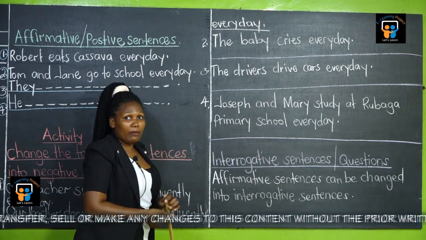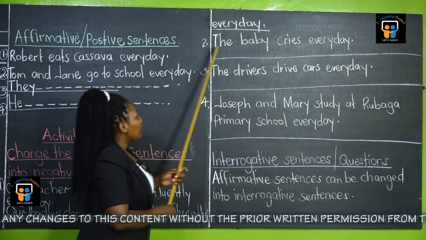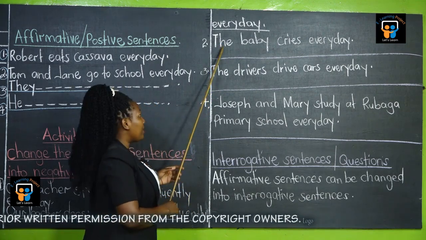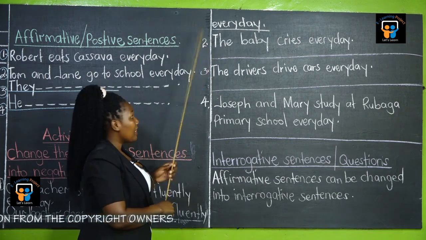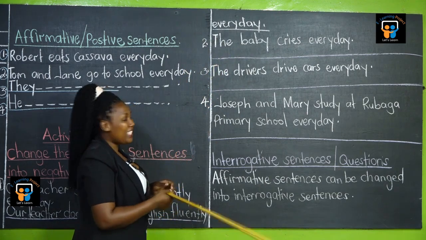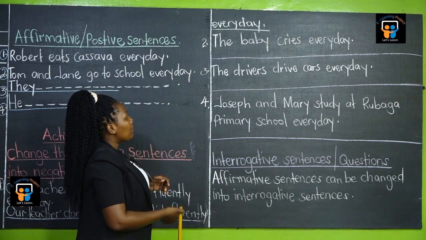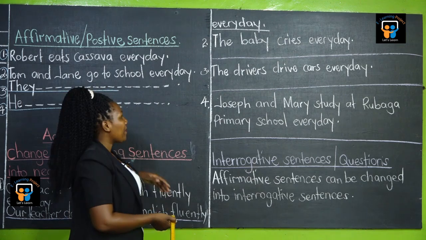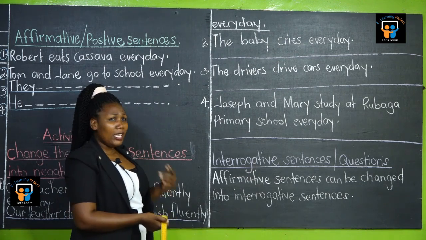And then we come to number 2. Number 2, the baby cries every day. Can we read, class? The baby cries every day. And then you are smiling there. You are saying, most of you have babies and then they cry every day. So this is the sentence here. The baby cries every day.